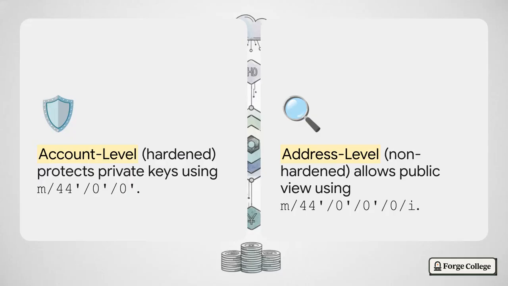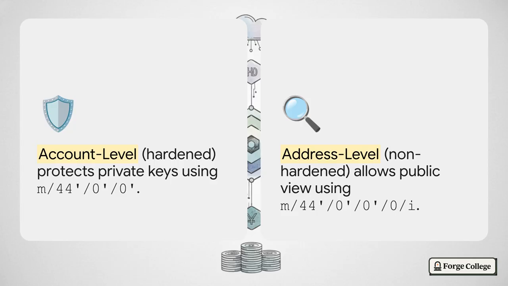And this brings us to a really brilliant illustration of a core trade-off in wallet architecture. We basically have 2 derivation path choices. First is the account level, which is hardened. You can spot this by those little apostrophes in the path. This hardening physically protects against private key derivation.